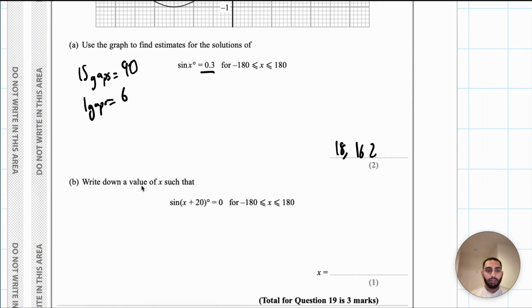Part B. Write down a value of x such that sine of x plus 20, and that's inside the bracket, is equal to 0. So if it's inside the bracket, it's a translation of opposite of what you expect. So you would think it would move to the right 20, but here it's actually moving to the left by 20.